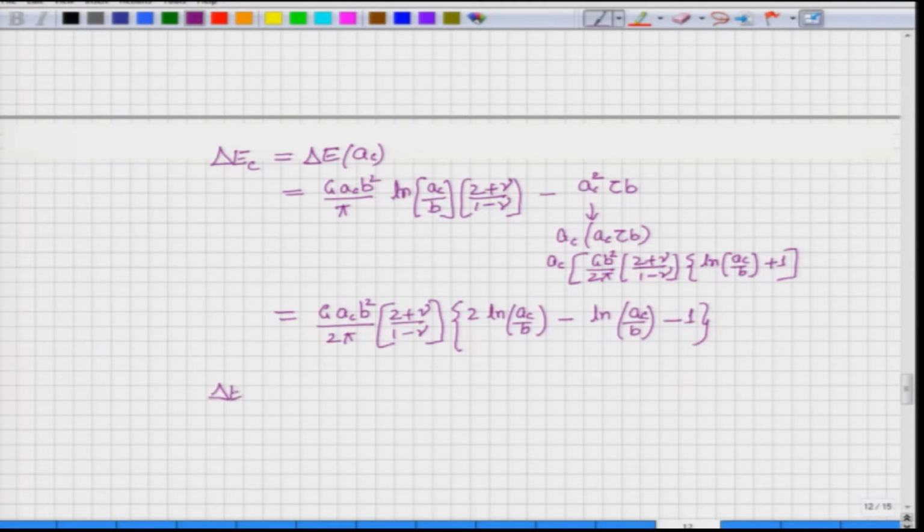Or delta E critical, the amount of critical energy that is required by any mechanism, so that a dislocation loop can be created which is stable. If you create a smaller loop, then you will require less energy.